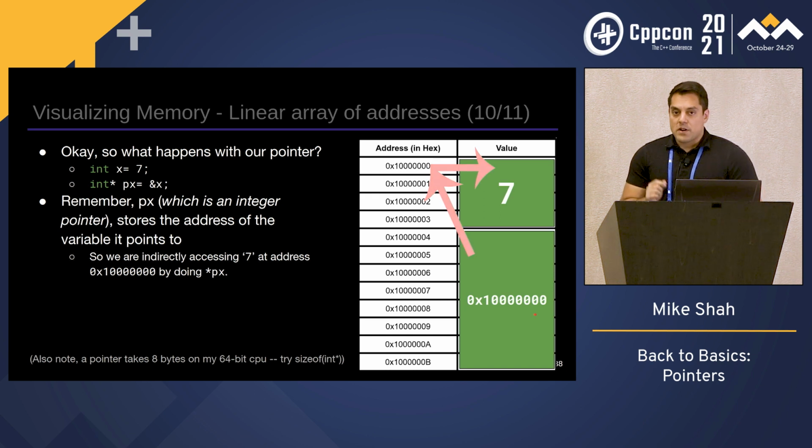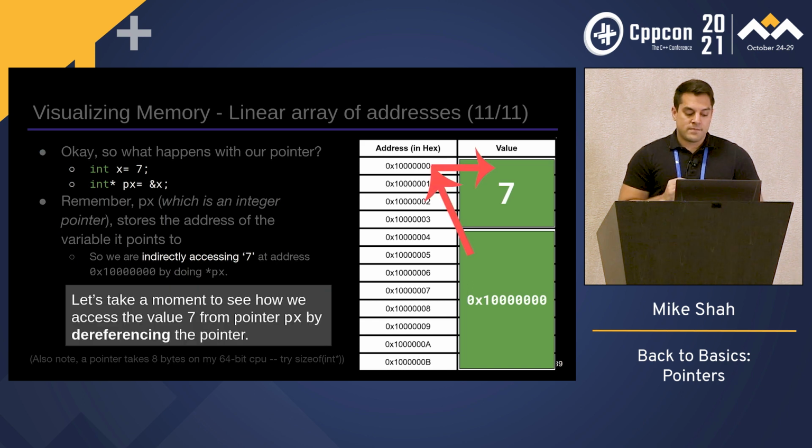And remember, px here, which is an integer pointer, so I have int and star, the integer pointer type, stores the address of the variable that it points to. But when I dereference it, so when I use that star here, or asterisk px, I'm actually following the address here and then retrieving the value. So you can, again, follow the arrows here. Okay, so this is what we have.